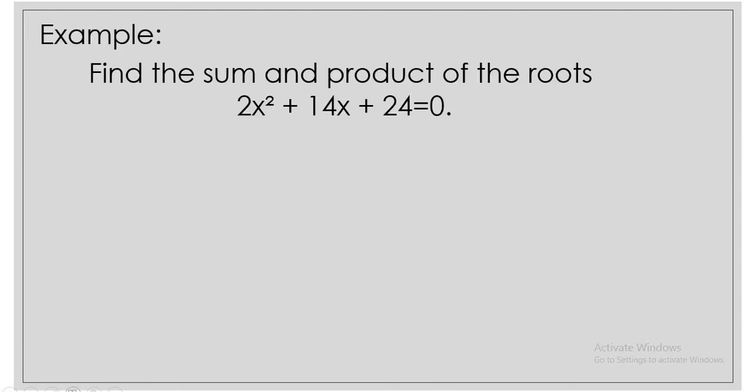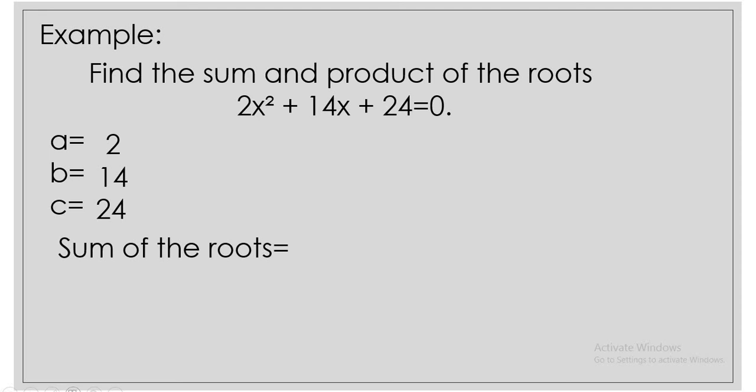Okay, let's have an example. Find the sum and product of the roots of 2x squared plus 14x plus 24 is equal to 0. First thing is to get the value of a, b, and c, which is 2, 14, and 24. Okay, then for the sum of the roots, you can use negative b over a.